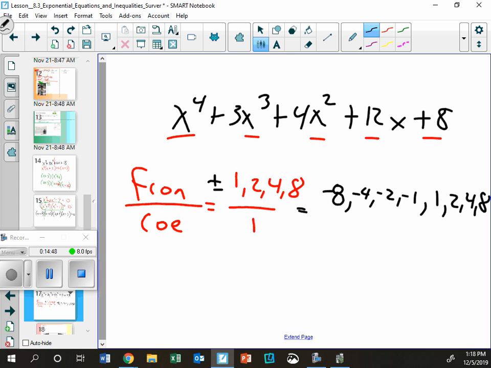Now, spoiler alert, this is going to cross in 2 spots. We'll do one of them, we'll do synthetic with that, and then that will factor it a little ways, and then we'll factor it again with the other one. So it's really handy to not have to test 8 different things with synthetic. It's much easier to use your graphing calculator.